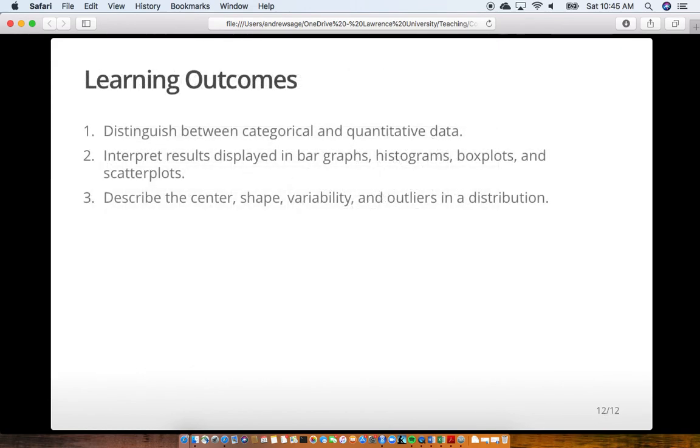To recap, in this video, we've talked about how to distinguish between categorical and quantitative data, interpret results displayed in bar graphs, histograms, box plots, and scatter plots, and describe the center, shape, variability, and outliers in a distribution. In the next video, we will talk about how to use summary statistics to describe the center and amount of spread or variability in a data set.